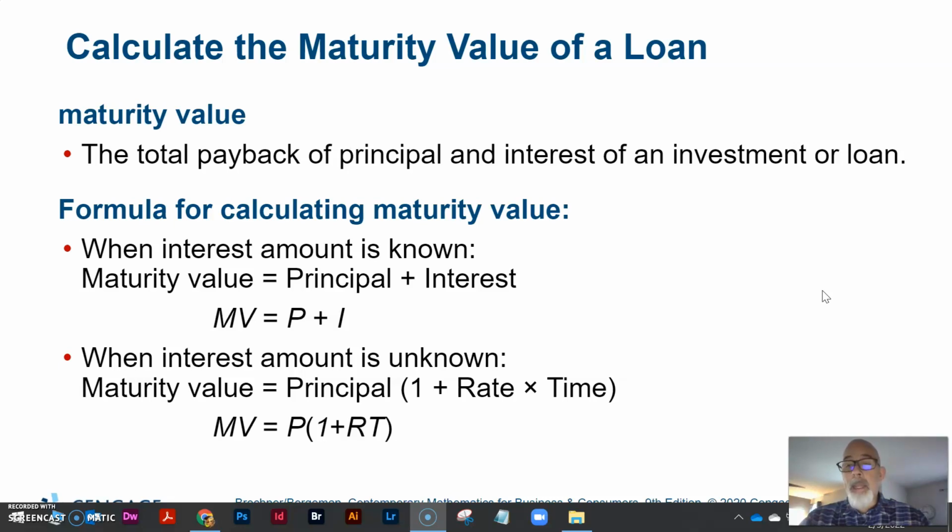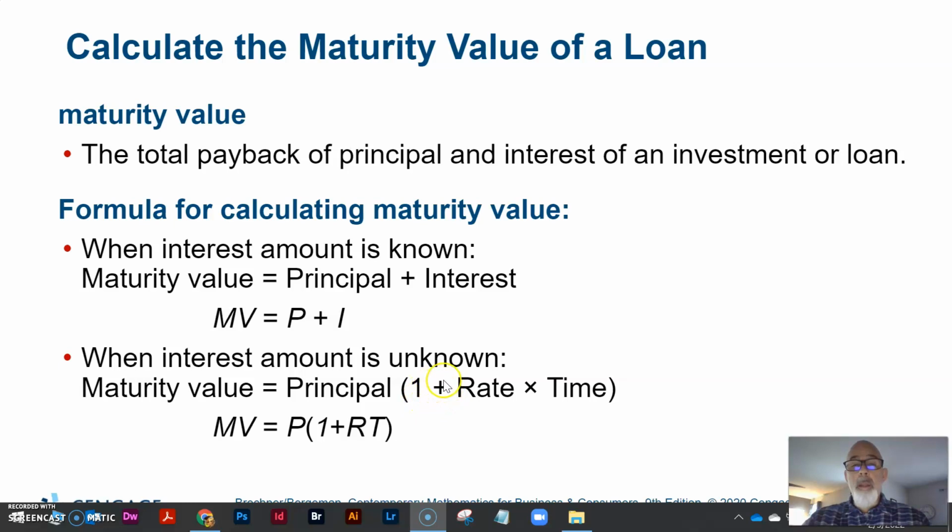So again, if I had a loan for $5,000 and I calculated my interest was $750, I simply would add those two together. Now, if you don't know the interest, we're going to break this down into a one-step process where we're calculating everything. I do want to point out with this, we're going to be taking the principal, multiplying it by a combination of rate times time plus 1.